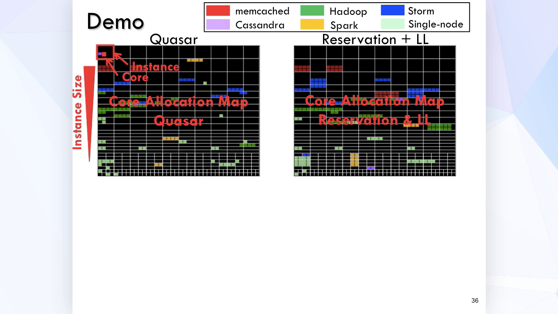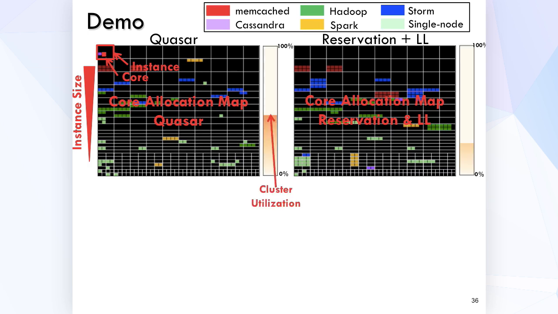And I'm also showing the same for a reservation-based system, which is not Mesos. It is a baseline reservation-based system where the user has to request resources. And then the cluster manager allocates those resources in the machine with the most available resources. Now, I'm also showing the average cluster utilization at each point in time from 0 to 100%.